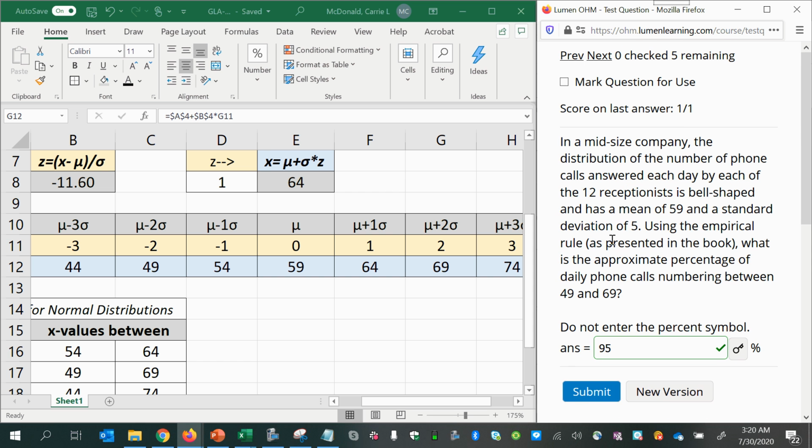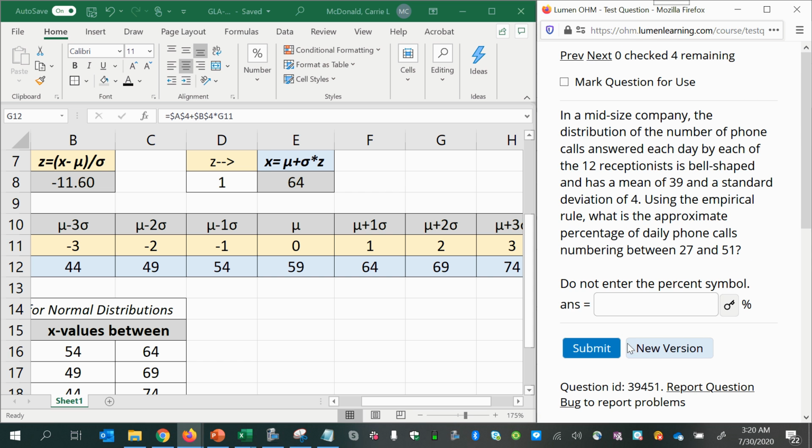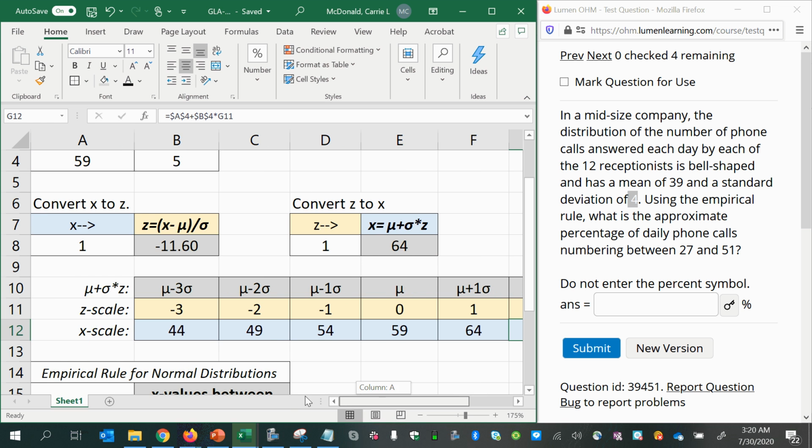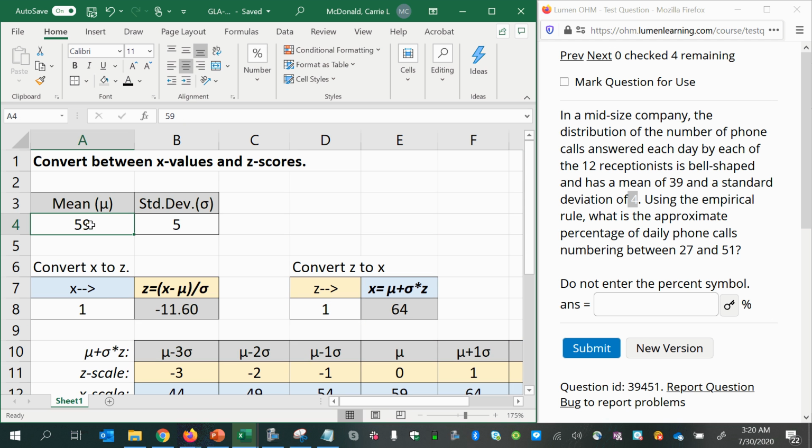All right, let's try another empirical rule problem. In a mid-sized company, the distribution of the number of phone calls, okay, it's the same setup, but now we have a mean of 39, a standard deviation of 4 again. So we'll go ahead and change that back. 39 and 4. And using the empirical rule, what is the approximate percentage of daily phone calls numbering between 27 and 51?